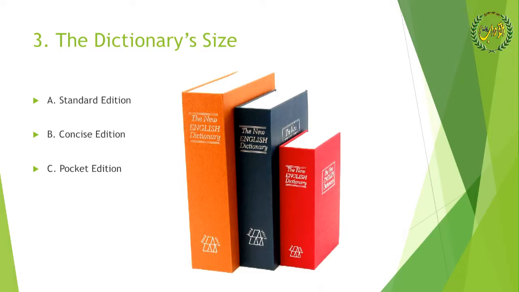Now we come to the third property of dictionaries, dictionary size. As you can see here, there are three sizes of dictionaries: the standard edition, the concise edition, and the pocket edition.